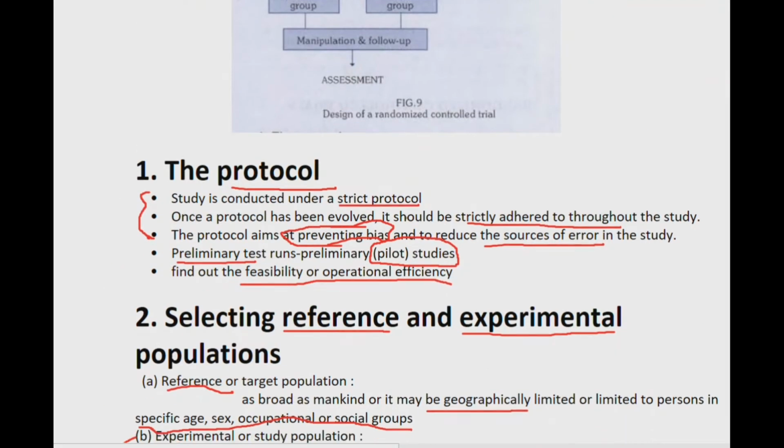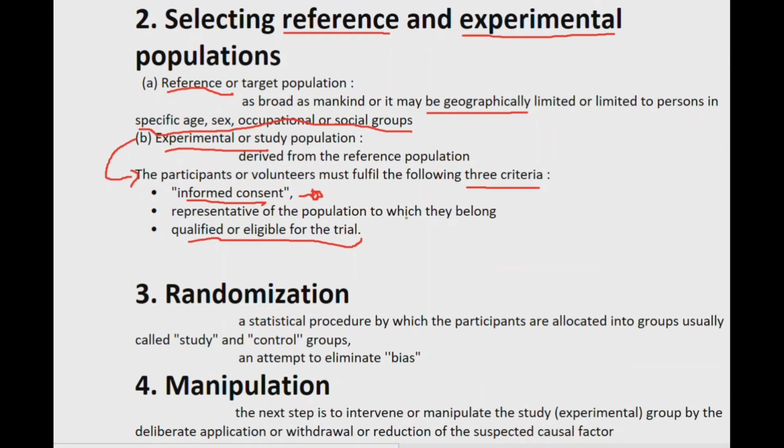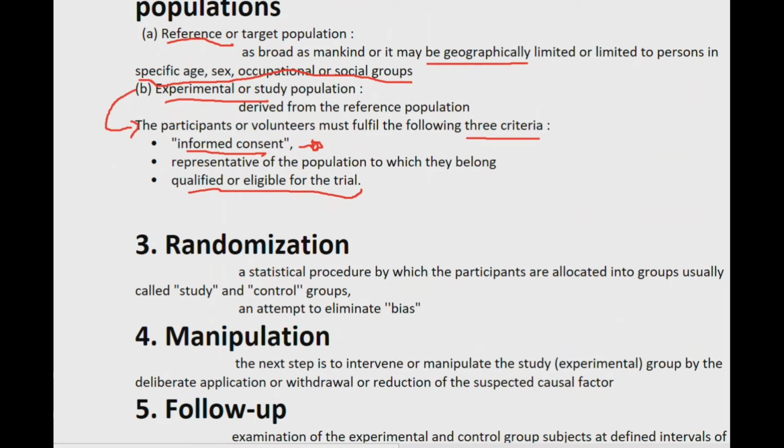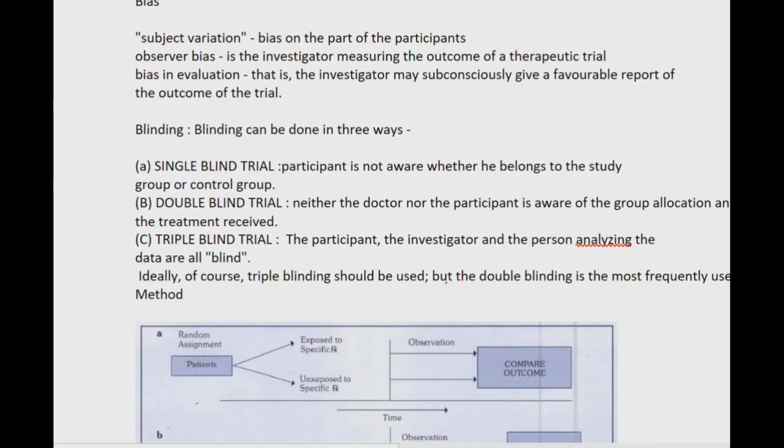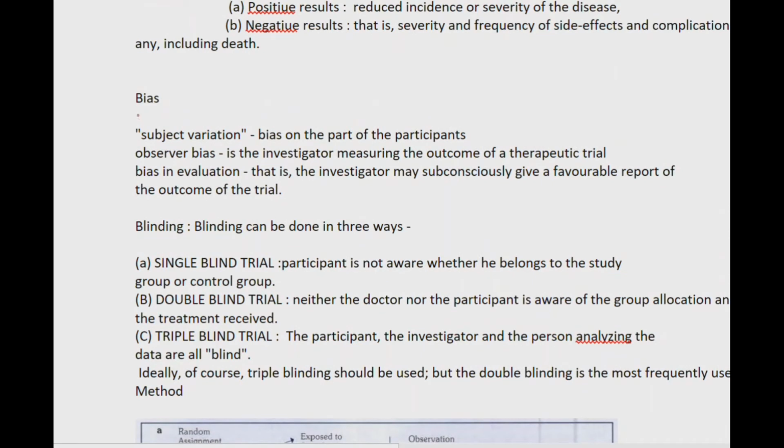First we saw the protocol, then selecting reference and experimental population, then randomization. Randomization is nothing but a statistical procedure, mainly to eliminate bias. First we will see what bias is. Bias means, in selecting the volunteers and dividing them into control and reference groups, in these 2 groups there may be some bias.